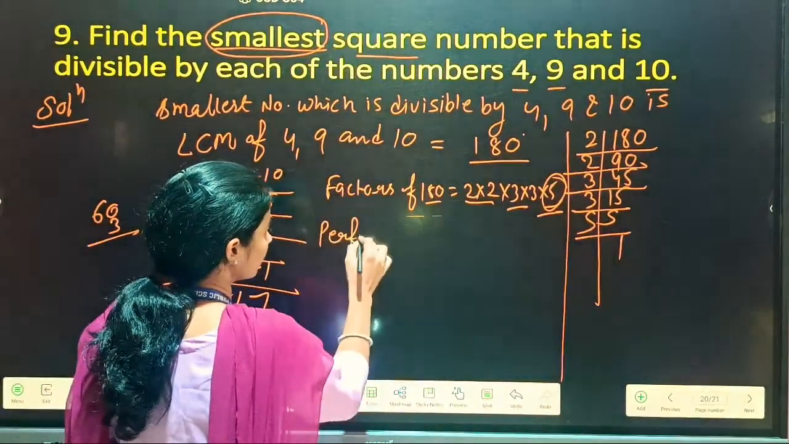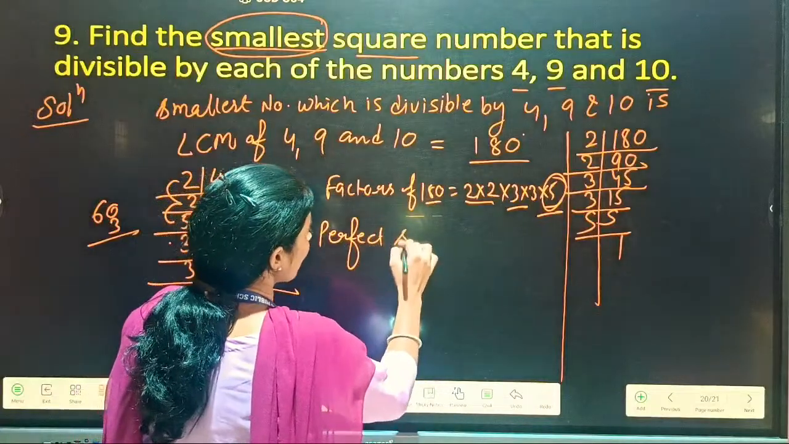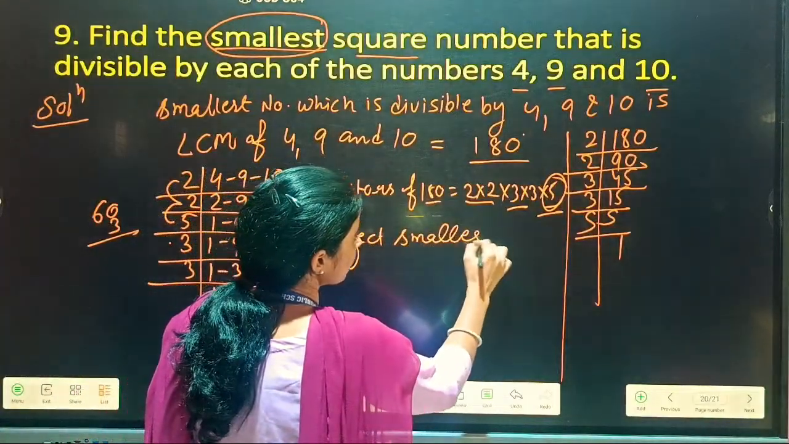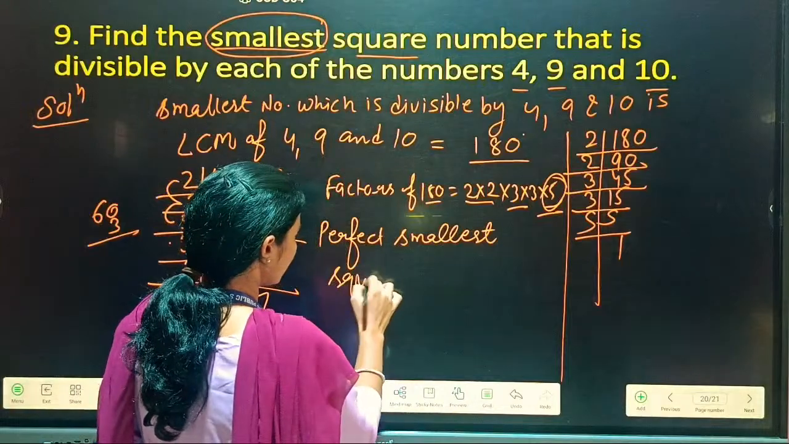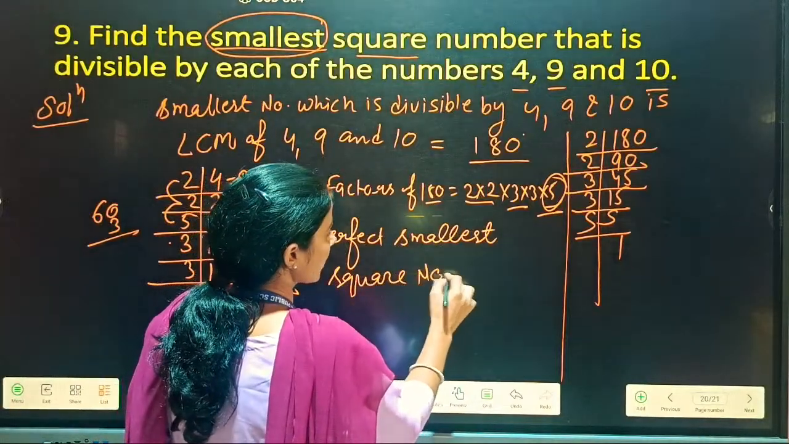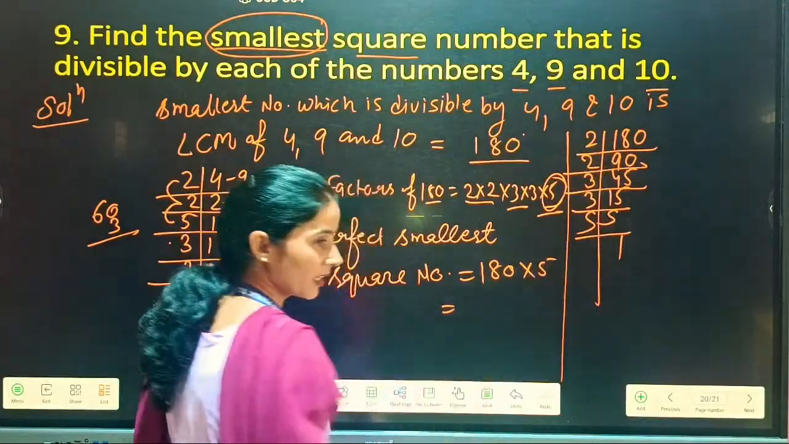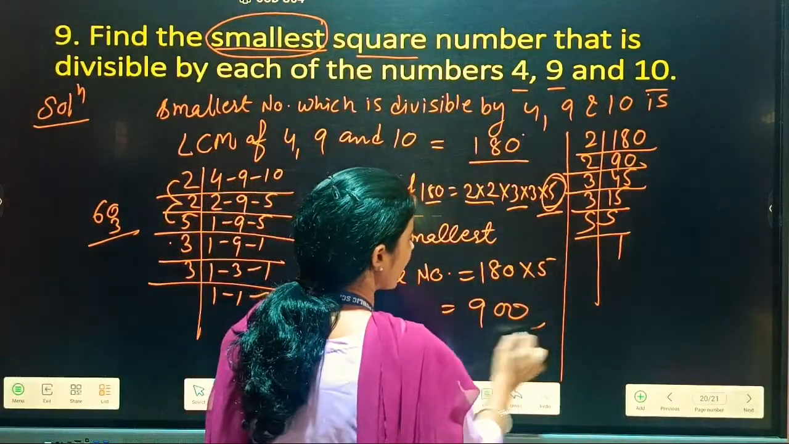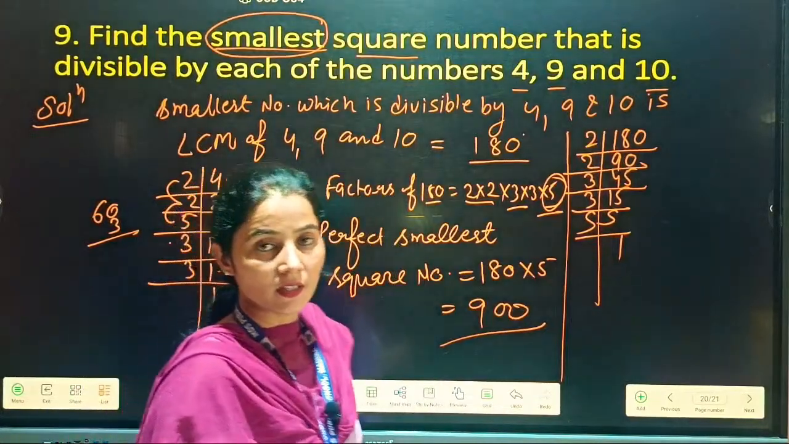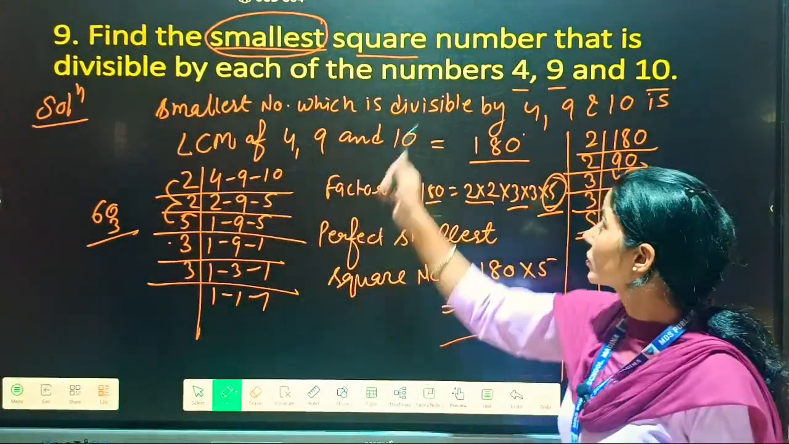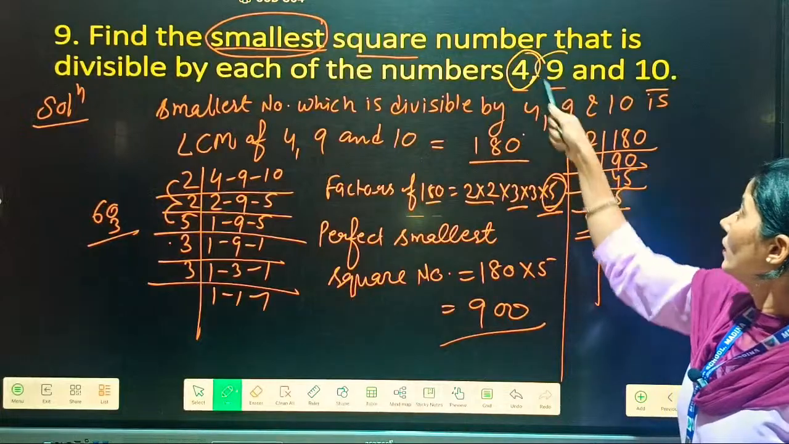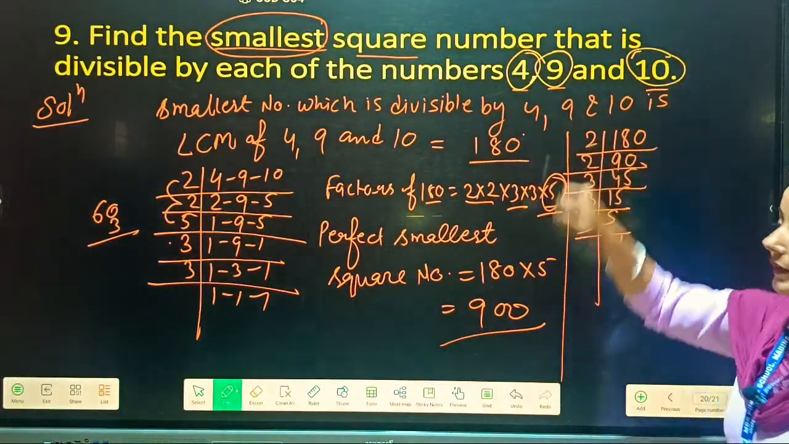The smallest perfect square number will be 180 into 5. 18 fives are 90, that is 900. 900 is the smallest perfect square number which is divisible by 4, 9 and 10.